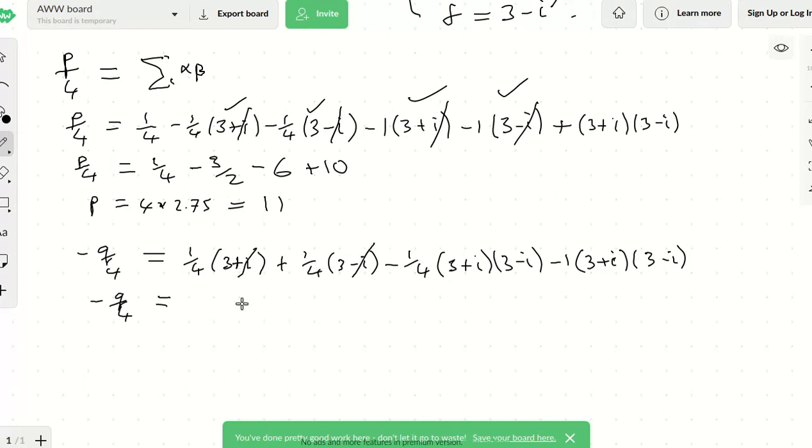Once again, they're going to cancel and you're going to get 3/4 plus 3/4, which is, why am I finding that hard? 3 over 2. So I've dealt with these two. Here, we already know that equals 10 and that bit equals 10. So we're going to end up with minus 10 over 4 minus 10.